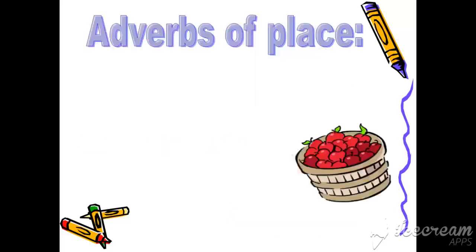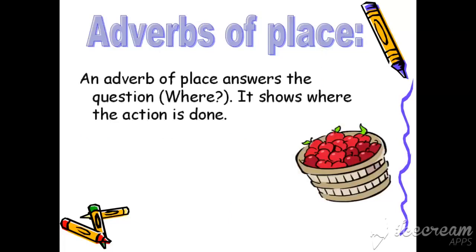The second type is adverbs of place, اللي هي ظروف المكان. An adverb of place answers the question where. It shows where the action is done. بجاوبني على السؤال أين. It talks about the place that the action took place or takes place.